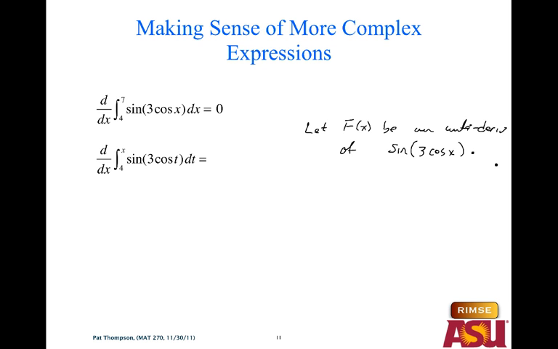Again, this is another one that does not have a closed form antiderivative, or not a simple one. Sine of 3 cosine x doesn't have a simple closed form antiderivative, but we know it does have an antiderivative. We just showed it in the last example. So we can let it be capital F. Now that we know that it's F, we can make some progress on this.